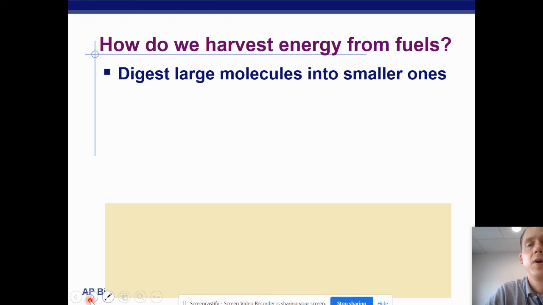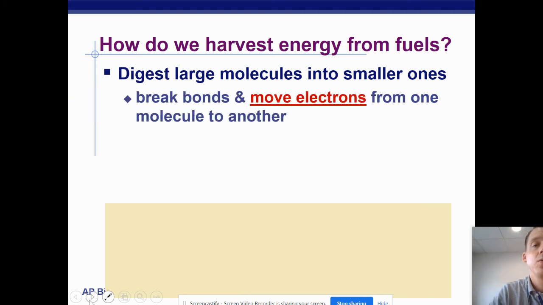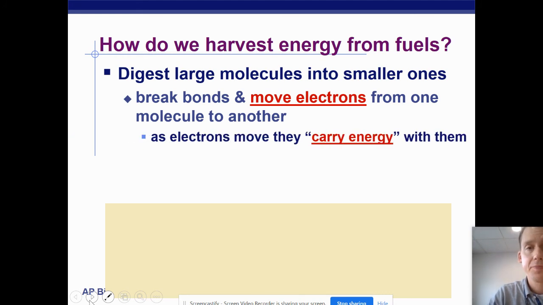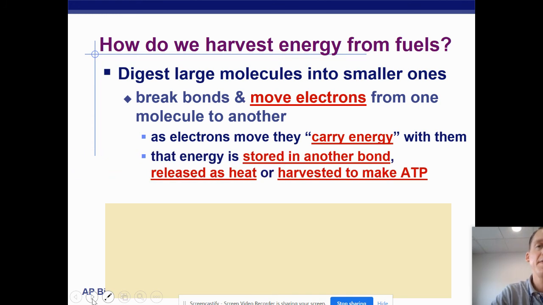Okay, so how do we harvest energy from fuels? We need to digest large molecules and turn them into smaller molecules. So we have to break bonds, we have to move electrons from one molecule to the other. As electrons move, they're going to carry energy with them. Electrons have energy, and they hold that energy and move that energy with them. That energy is then going to get stored in another bond as the electrons find somewhere else to go. That energy can be released as heat, or we can harvest it to make ATP.